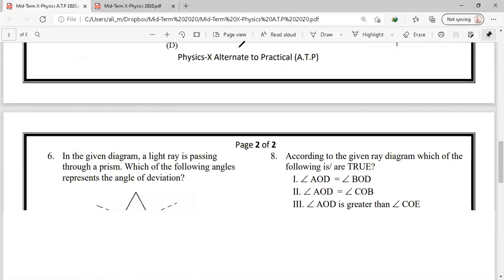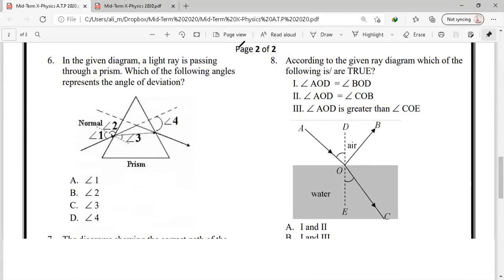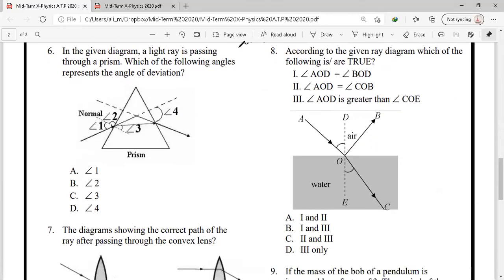So let's come to the next questions, question 6 and question 8. In the given diagram, which of the following represents the angle of deviation? This is our incident ray and this is our emerging ray. The emerging ray has deviated from the original path, so this angle is known as the angle of deviation. So option D, that is angle 4, is the correct answer.